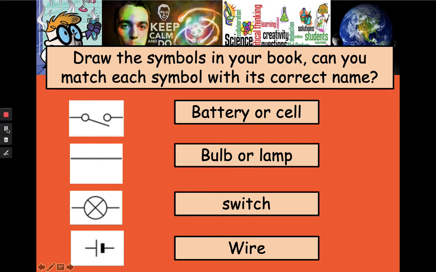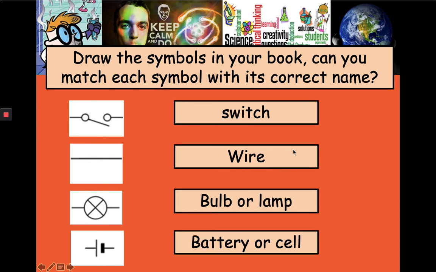So hopefully you paused the video there so you could have a go at doing that. So I'm going to move on. Hopefully you put the switch is what it looks like on the left. You can see that this switch is open. You've got a wire which just looks like a straight line, and then you've got a bulb that looks like so, or a lamp, and then you've got your battery or cell at the bottom there.